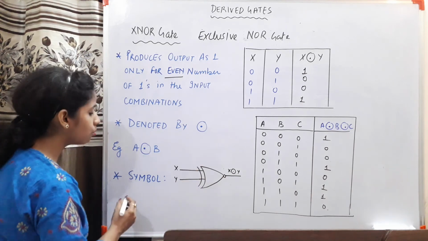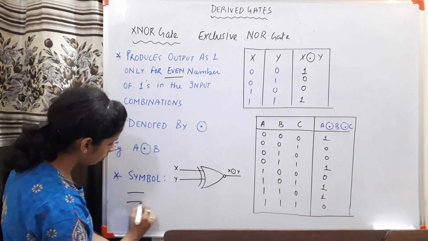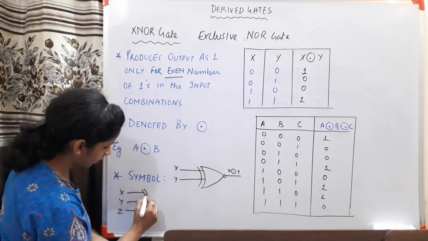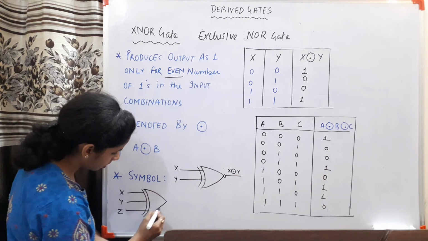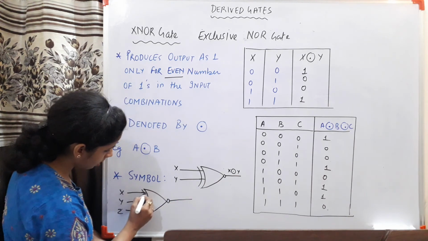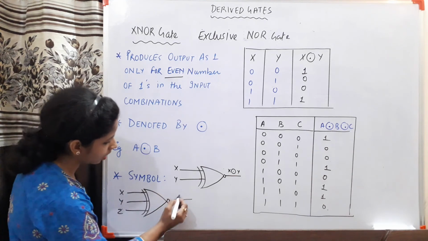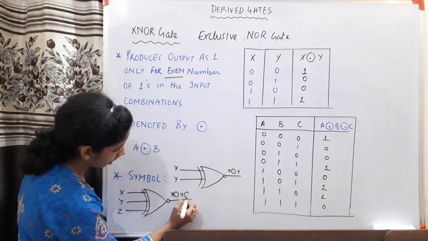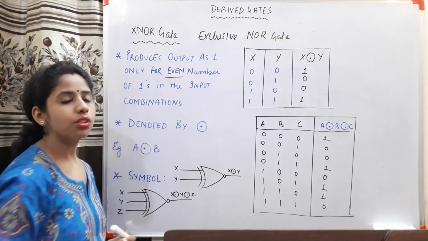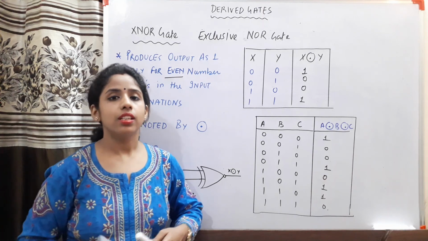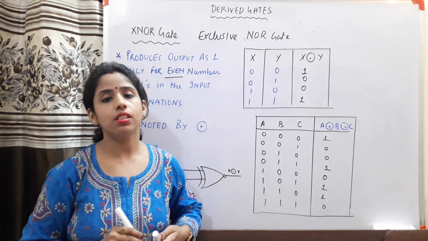So if you want to draw it for 3 variables, then it will be X, Y and Z, and then you make this arc and then you make this arc, and with this you make a bubble. So make these wires reach to the second arc, and then it will be X XNOR Y XNOR Z. So this is all about the derived gates, that is NAND, NOR, XNOR and XOR gate.